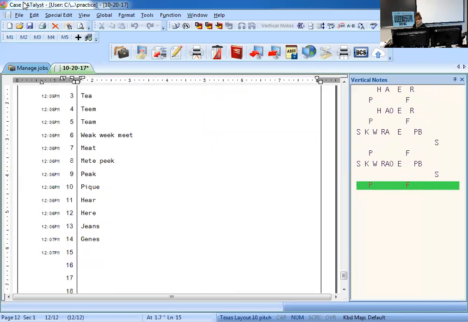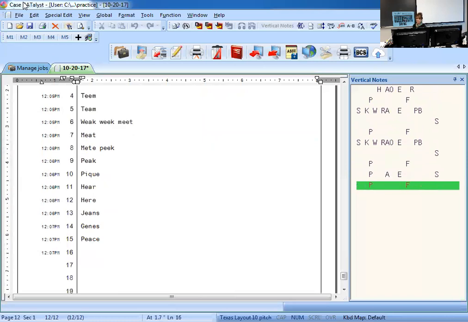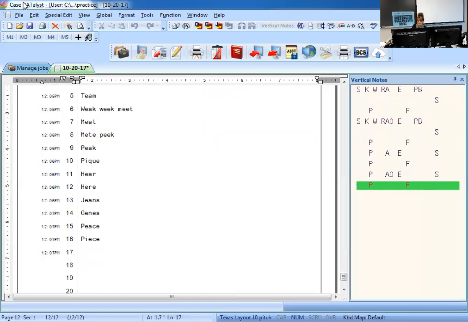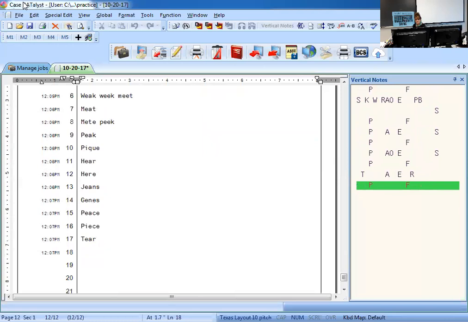Peace, peace of mind, P-A-E-S. I want a piece of cake, P long E-S. Tear, like in, I teared up, T long T-A-E-R. And then tier, 3-tier cake, 3-T is T long E-R, okay? And then sound-alike groups with long A and long E sounds. So there are some groups of words that have both the long A and the long E sounds.